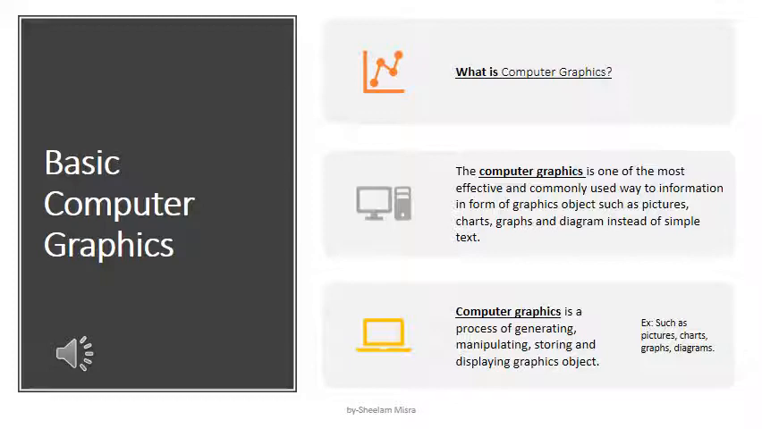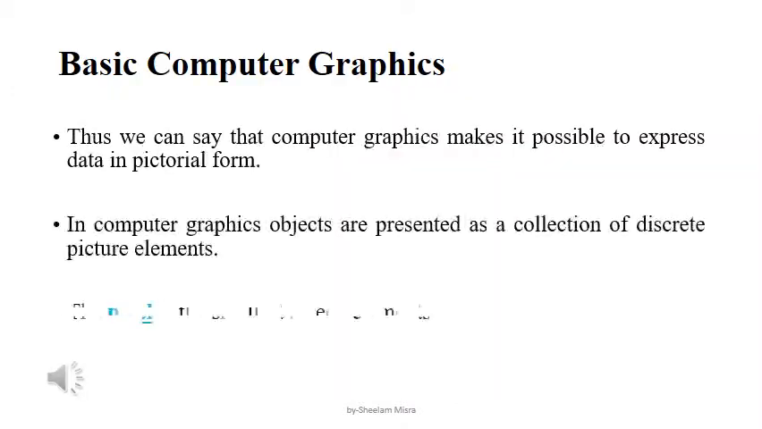What is computer graphics? Computer graphics is one of the most effective and commonly used ways to present information in the form of graphics objects such as pictures, charts, graphs and diagrams instead of simple text. It is also the process of generating, manipulating, storing and displaying graphics objects, for example, pictures, charts, graphs, diagrams. Computer graphics makes it possible to express data in a pictorial form.